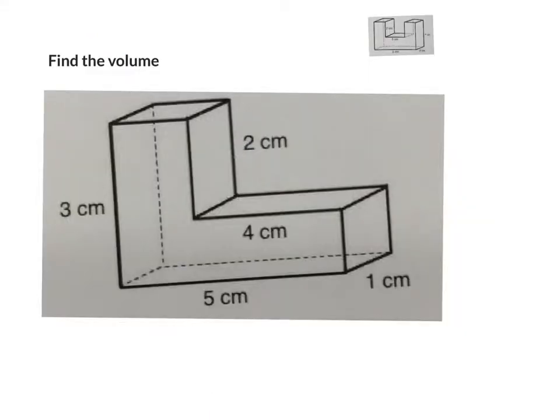This is a reminder that this is a complex figure because it's not just one prism. Could we cut it in a way that makes it two prisms? Yeah. What's one way we could cut it to make it two prisms? We could cut it right here. Do you agree? Or we could cut it like this. Yes? Okay. So looking at the measurements, let's cut it like this.